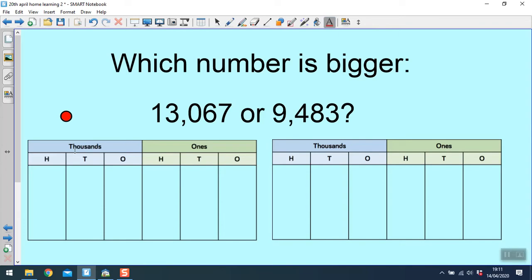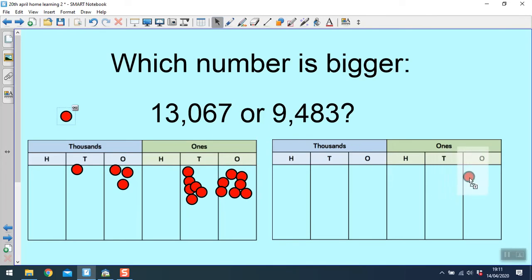Okay, I'm going to look now. So on this place value chart, I'm going to make 13,067. What I could do is start from the ones. So I've got 7 in the ones column. 1, 2, 3, 4, 5, 6, 7. I've got 6 in the tens column. I've got none in the hundreds column. I've got 3 in the thousands column. And I've got 1 in the 10,000s column.